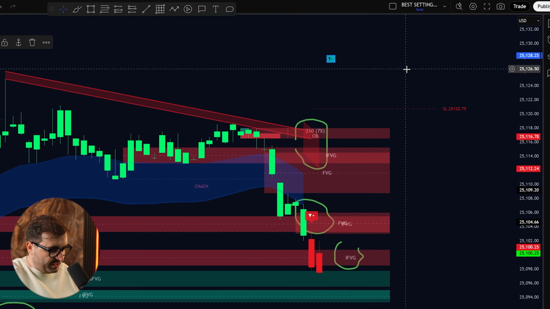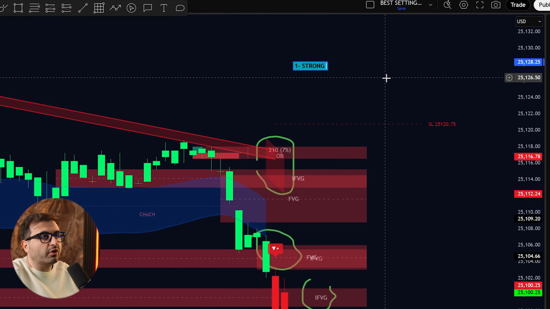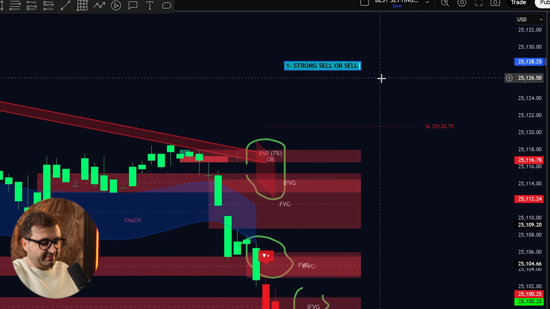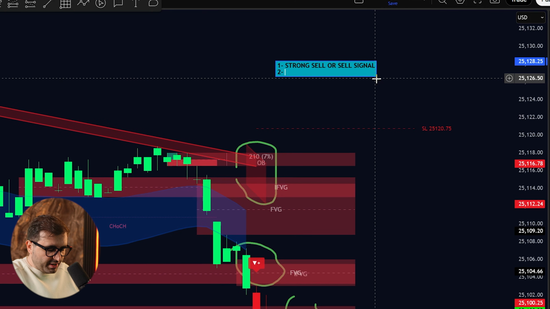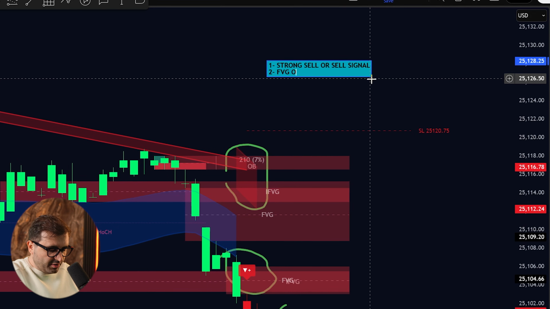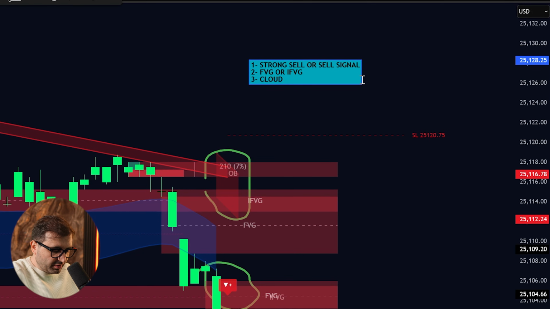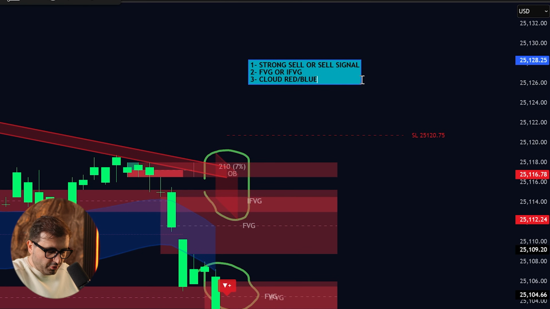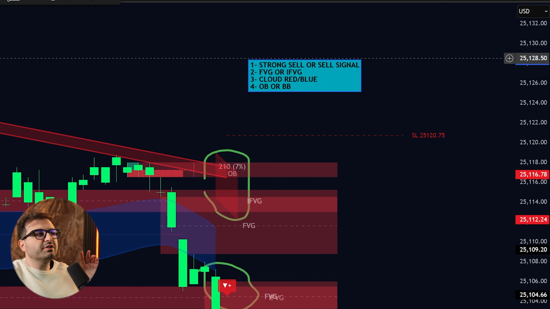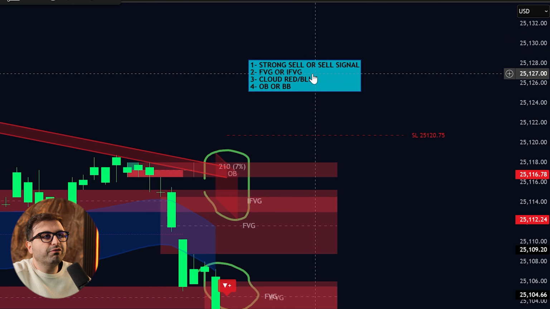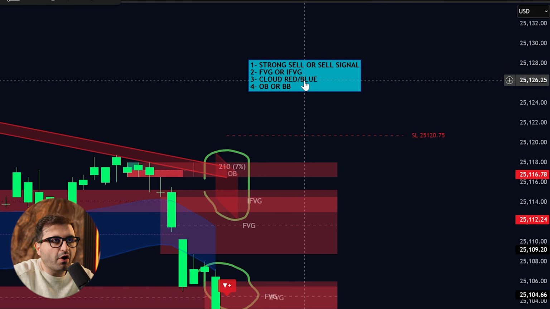The first one is obviously you need to get a strong sell or sell signal. The second one, you need to get an FVG or IFG. The third one is the cloud, red or blue. And if you don't get those, you can look for an OB or BB, which is order block or breaker block. You need to get 3 of them to confirm the position. If you get 4 of them, it's beautiful. Just go for it, okay?